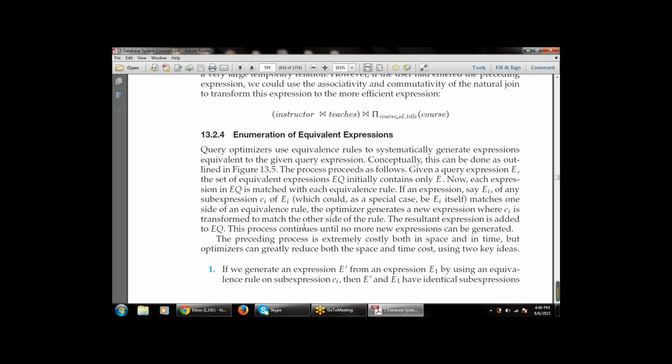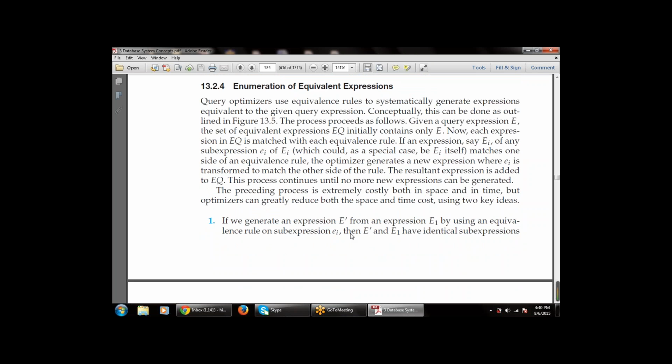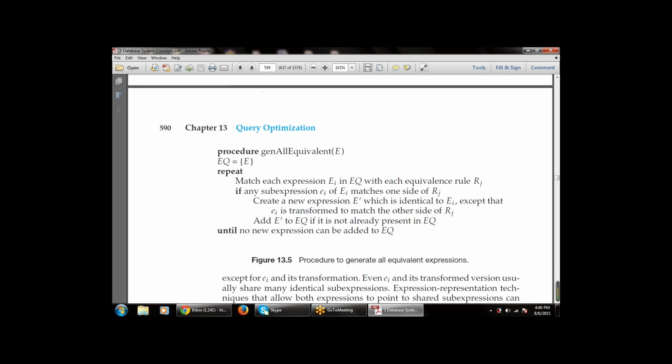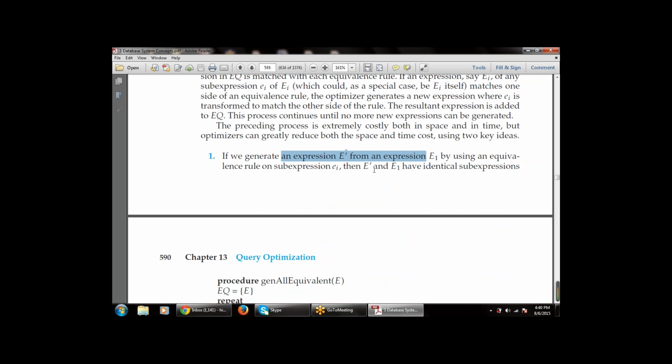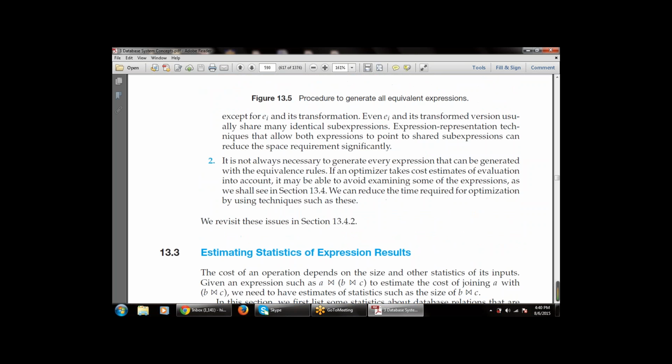The preceding process is extremely costly in both space and time, but optimizers can greatly reduce both costs using two ideas. These are the two ideas that are generally used. If we generate an expression, then E1 and E2 have identical subexpressions.